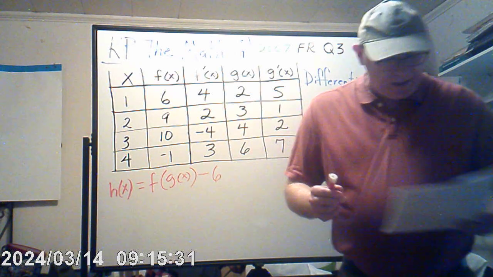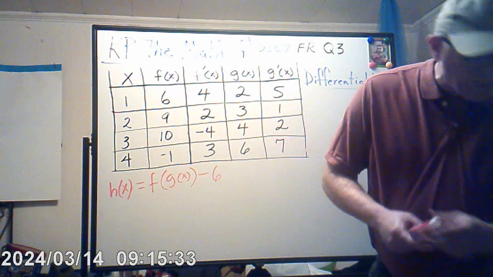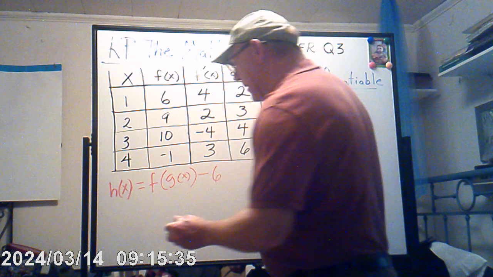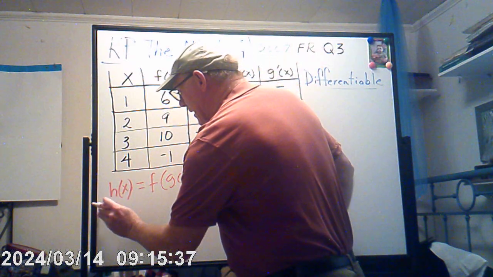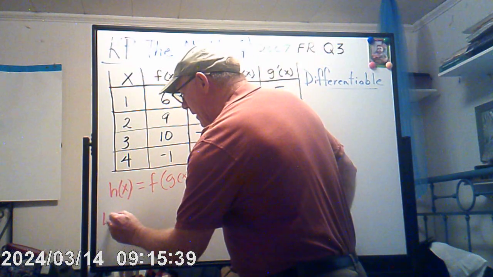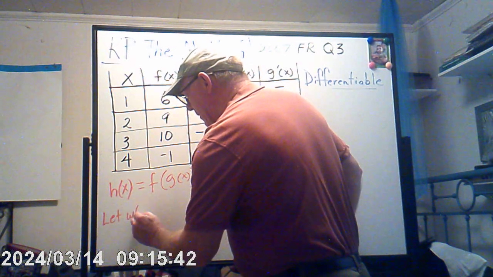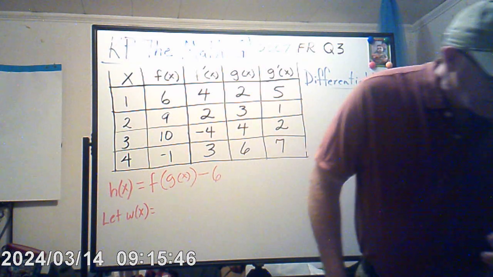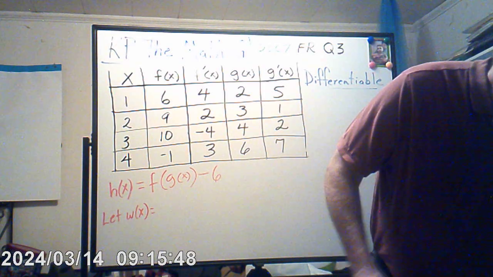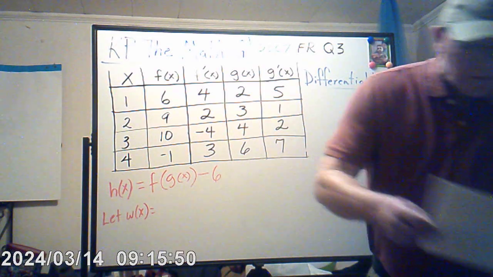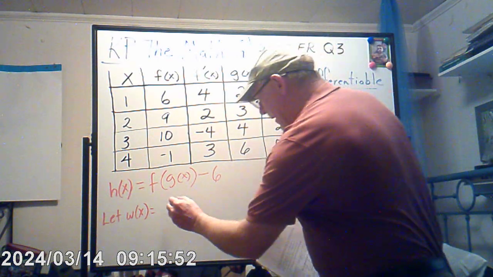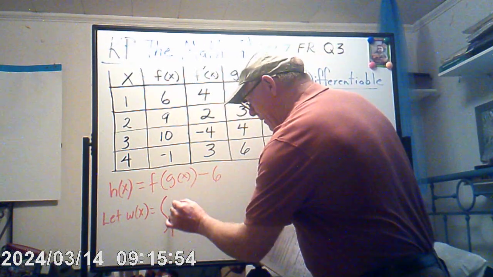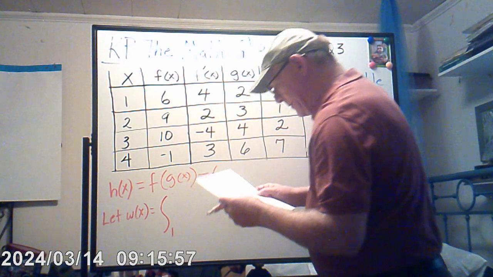It's pretty simple, I think. Now they're saying let W of X be equal to, let's see what W of X is equal to. Wow, look at this. They've got a 1 down here, and then this is g of x.